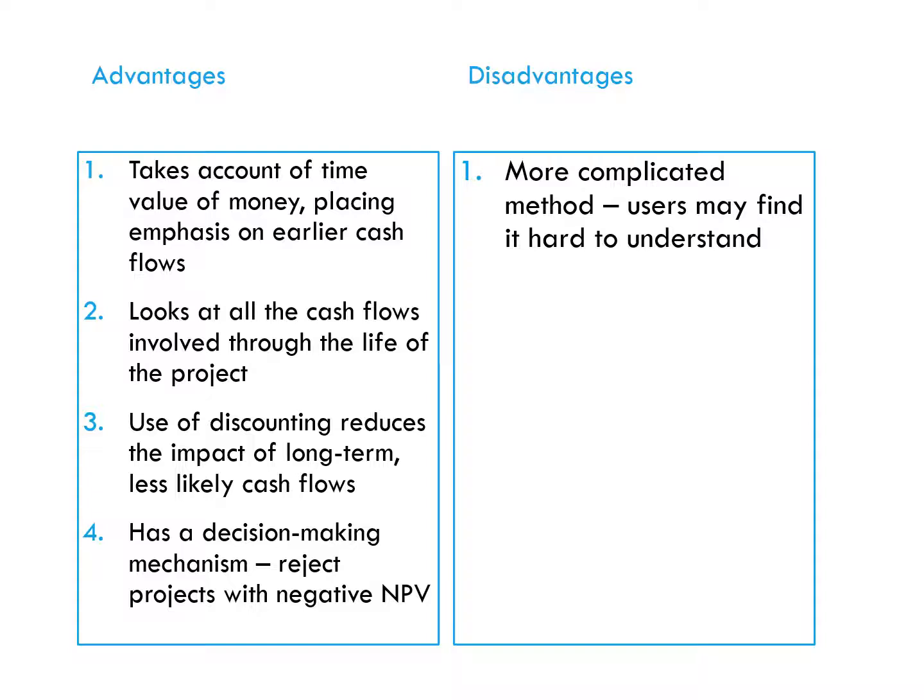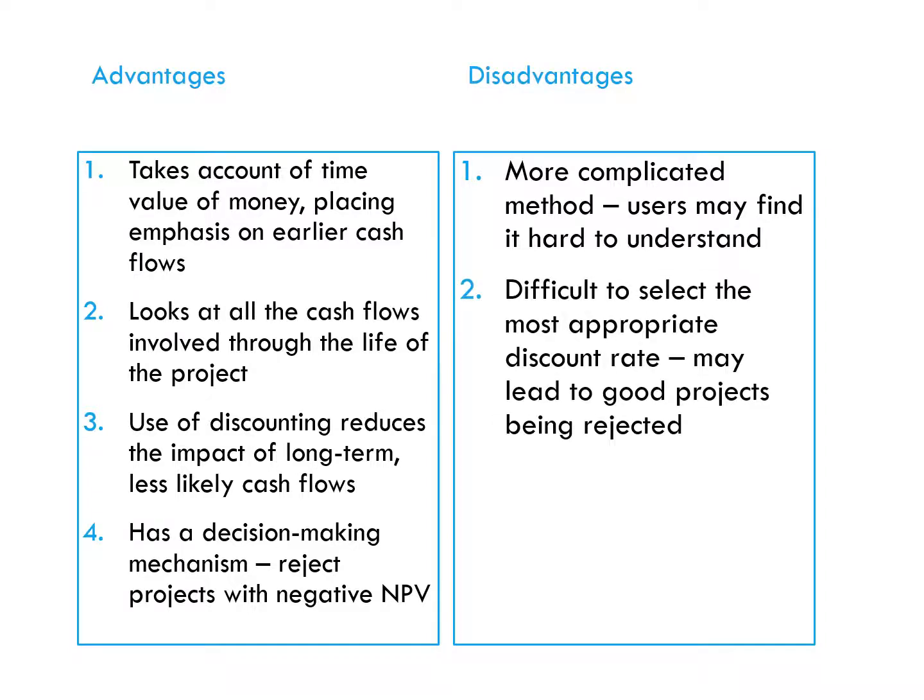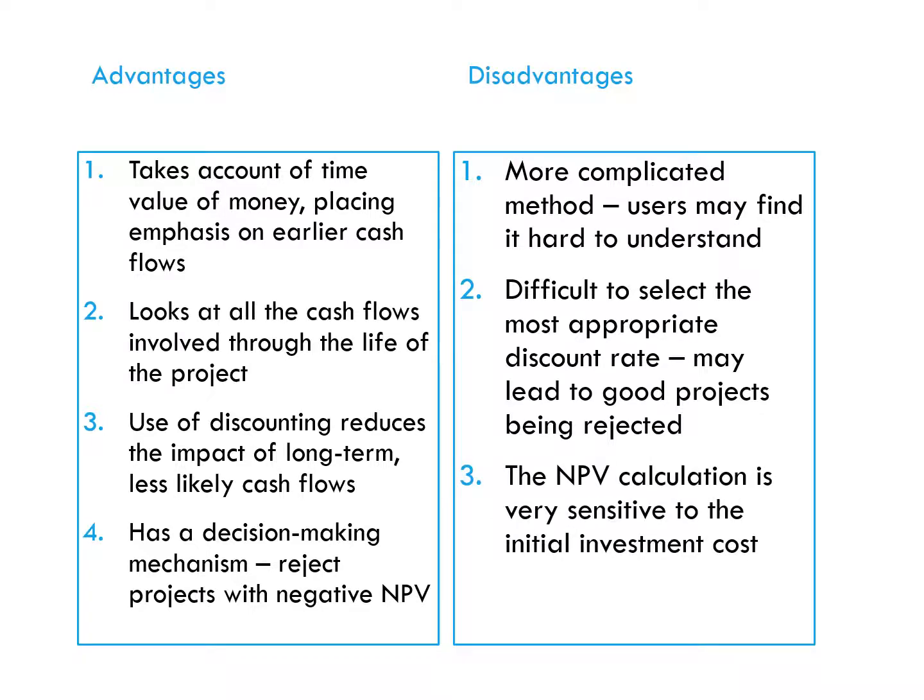Some disadvantages perhaps, it is more complicated. Some users may find it more difficult to understand within the finance department. Again, it's difficult to select the appropriate discount rate. So would they be getting 10% return on their money otherwise? Would it be 12%, 8%? What is the appropriate rate that they might alternatively get? And the NPV calculation is very sensitive to the initial investment cost. So that has quite a big effect because it is a present value.